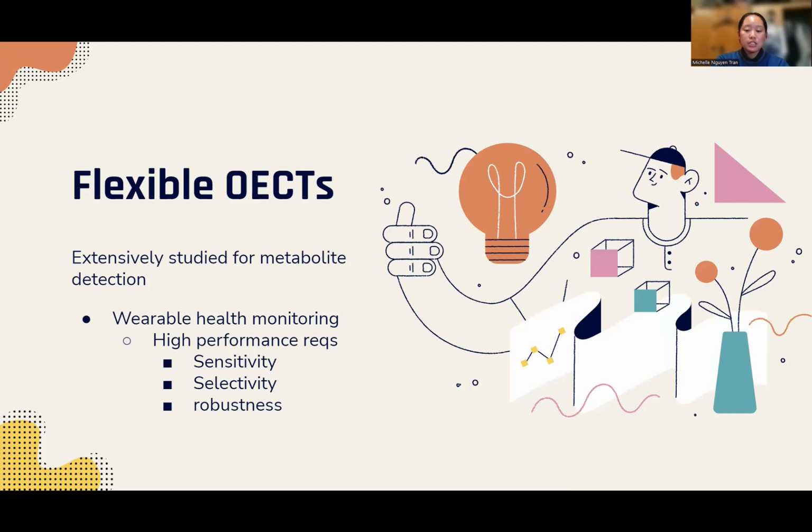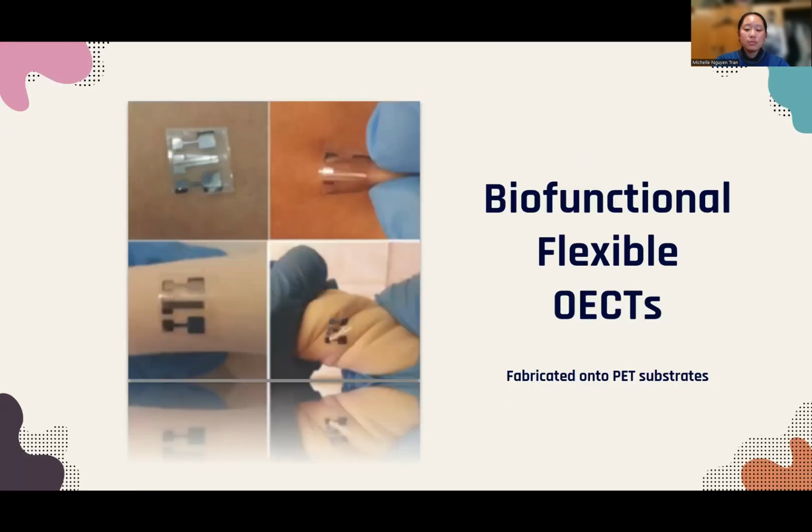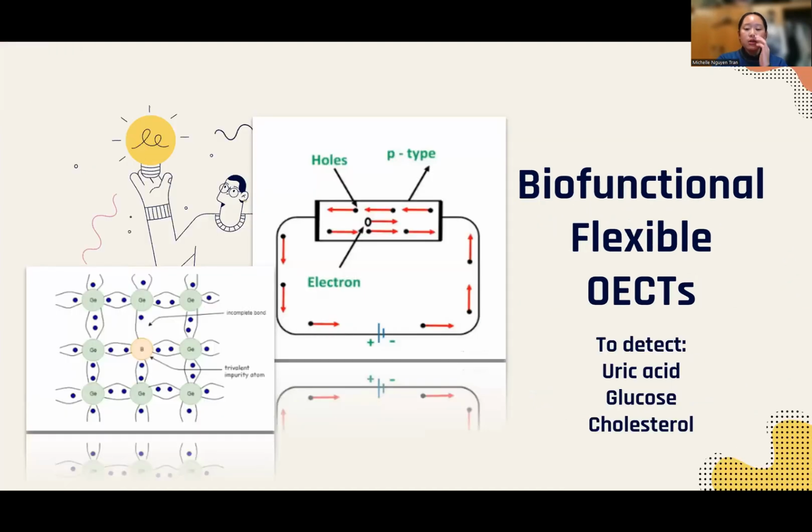Wearable metabolite sensors have high performance requirements, including sensitivity, selectivity, and robustness. Using flexible OECTs, Song's group demonstrated a versatile metabolite sensing platform. OECTs were fabricated on a thin PET substrate and demonstrated good bending tolerance. Flexible OECTs have been used to sense metabolites such as uric acid, glucose, and cholesterol.